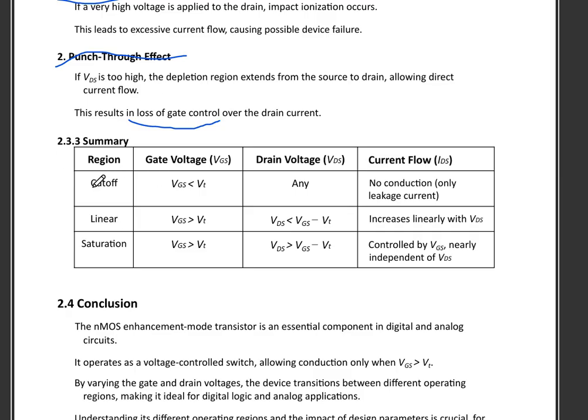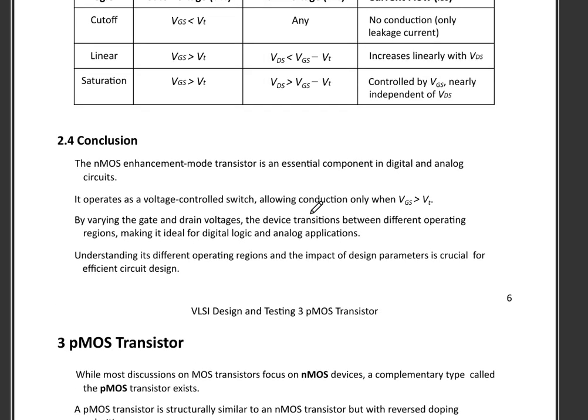So in summary, you have to write about three different regions, that is cutoff, saturation and linear region, and also write the condition and the direction of current flow. So this is the general summary about it.